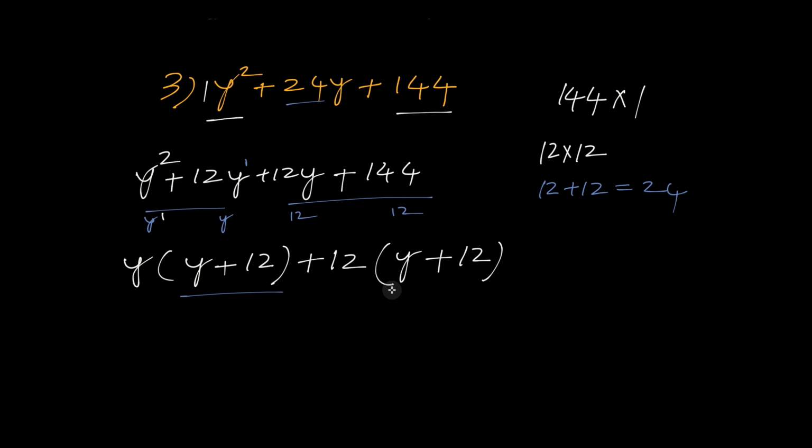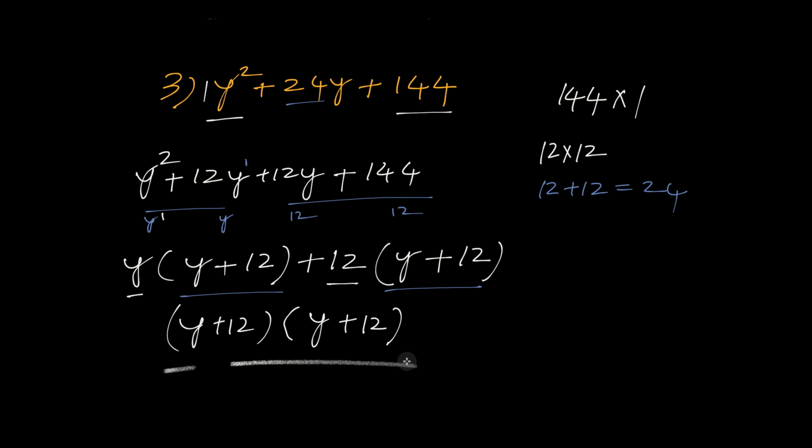Now we have to take these two brackets and write once y plus 12, and we have to take these numbers y and plus 12, y plus 12. So that's how you can represent the answer as y plus 12 and y plus 12. Also you can write one more time. If you remember the power, instead of writing 2 times, you can say y plus 12 to the power 2. This is also going to be a correct answer.